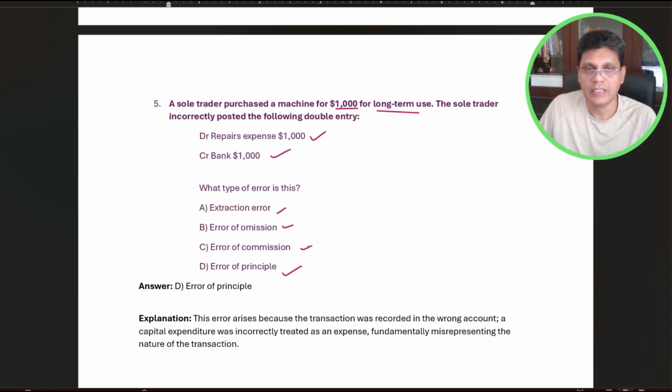So we know this is a principal error because a capital nature expenditure has been recorded as revenue expenditure. This error arises because the transaction was recorded in the wrong account. A capital expenditure was incorrectly treated as an expense, so fundamentally misrepresenting the nature of the transaction. So therefore this is error of principal.